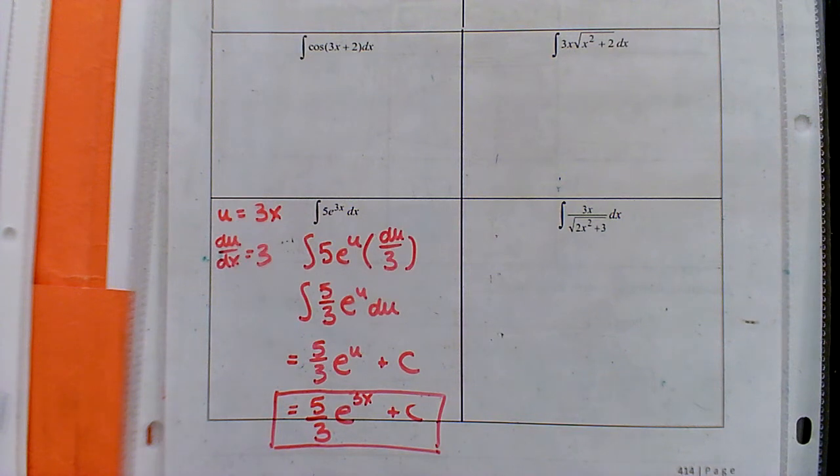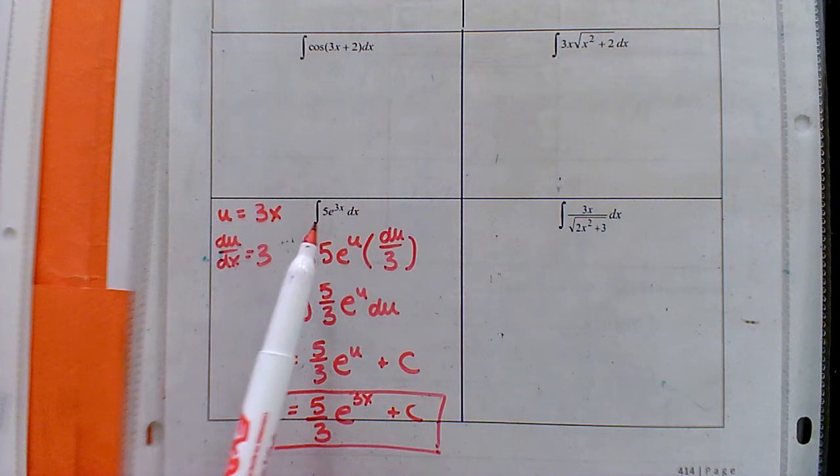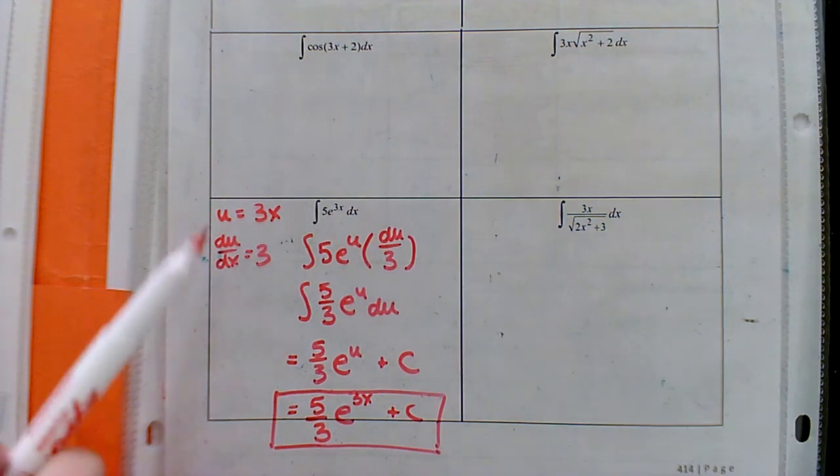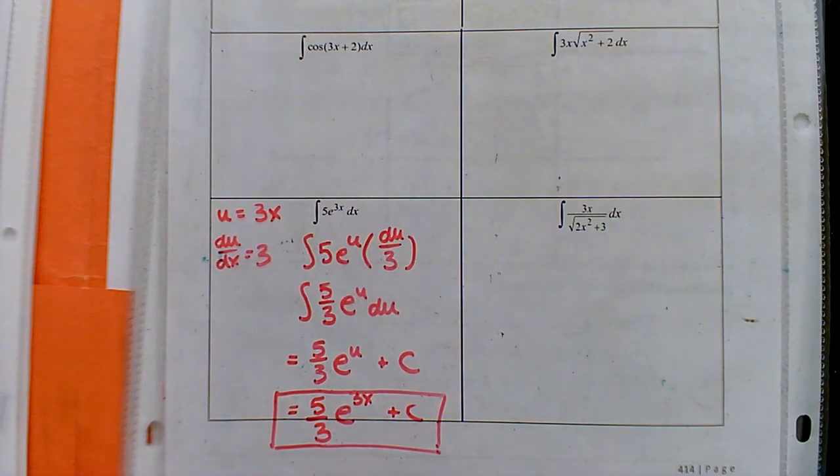If you wanted to check your work, you could take the derivative of this and hopefully you get 5e to the 3x back. You can always check your work with these. That's what's really nice. Do we kind of remember that process from yesterday? Or at least referencing it, it came back to us a little bit?